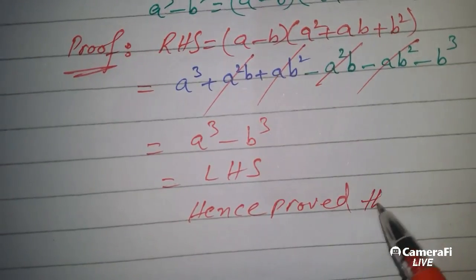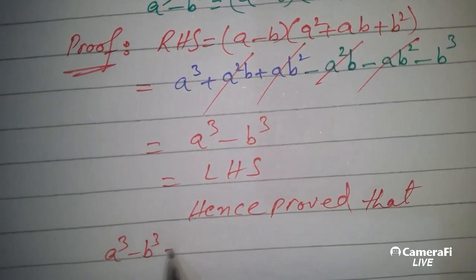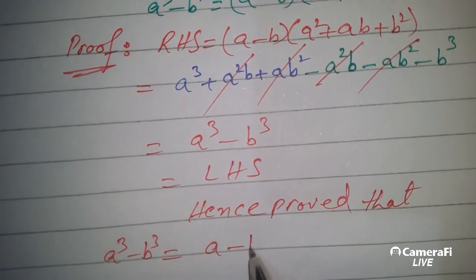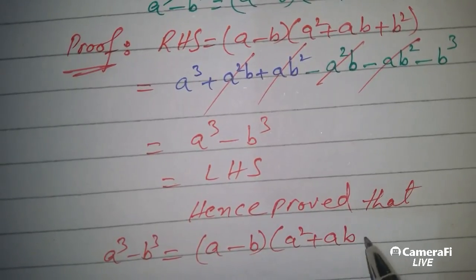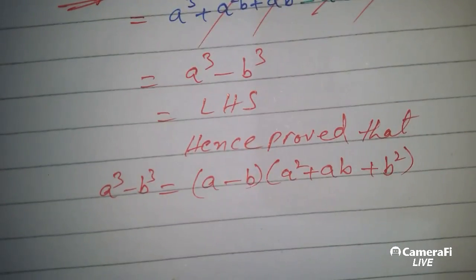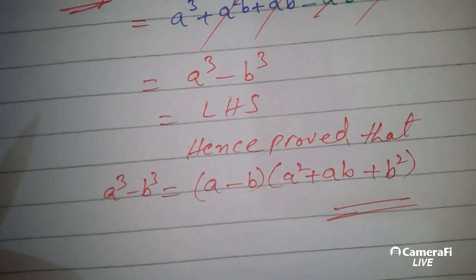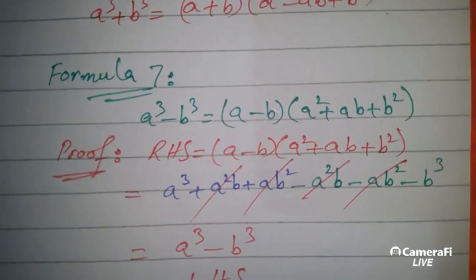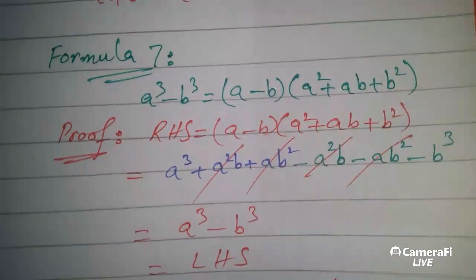So a cube minus b cube equals a minus b, a square plus ab plus b square. So we have completed all the formulas, and now we can just solve some more problems.